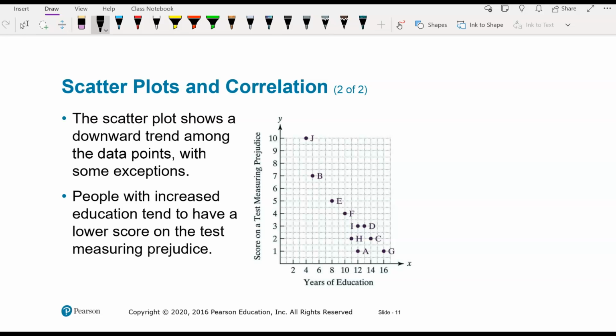So this is a scatter plot, and it shows a downward trend. So see how the points are going down, with some exceptions. Like there's some that kind of go back and forth. So it says people with increased education tend to have a lower test score on the test measuring prejudice.